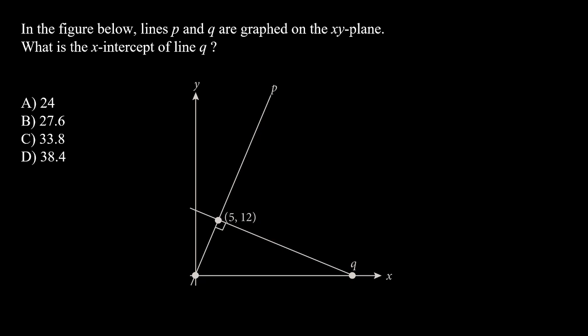Figure below, lines P and Q are graphed on the xy plane. What is the x-intercept of line Q? A. 24, B. 27.6, C. 33.8, or D. 38.4. Feel free to pause this video and solve the problem on your own.